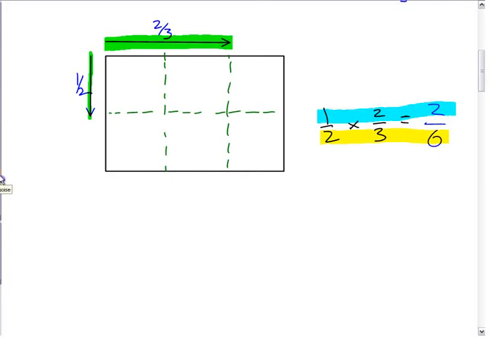Just shade the part that's the result is probably the simplest thing to do. Go 2/3 one way, 1/2 the other way, and then shade that in. Does that make sense? Does that make sense? I get it. You get it?